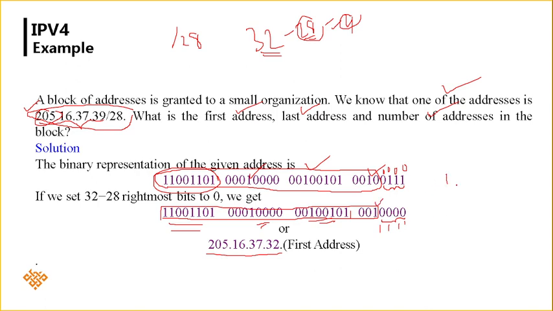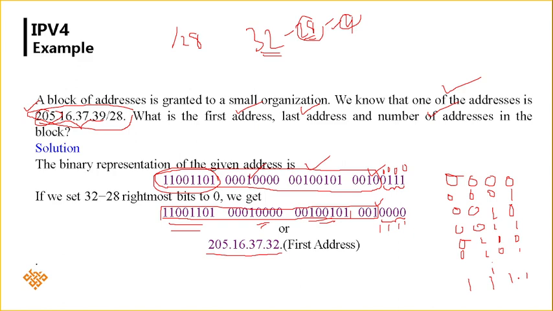The first IP address is 0, 0, 0, 0. Your second system IP address will be 0, 0, 0, 1. Your next IP address will be 0, 0, 1, 0, that is 2. Next, 3, 0, 0, 1, 1. Next, 4, 0, 1, 0, 0. Next, 5, 0, 1, 0, 1. Like that, if you go on, it will be till the last number, 1, 1, 1, 1.